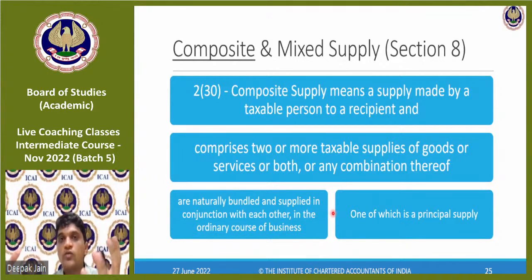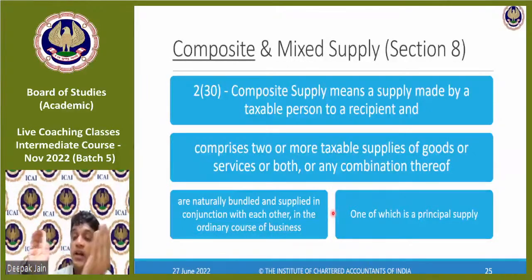When I make two or more supplies, suppose I'm selling a laptop and a printer, these two are separate supplies. If you're buying together, is it a composite supply? No. You're buying them together as two supplies, but at one day or one place itself. So these are two supplies, no problem.